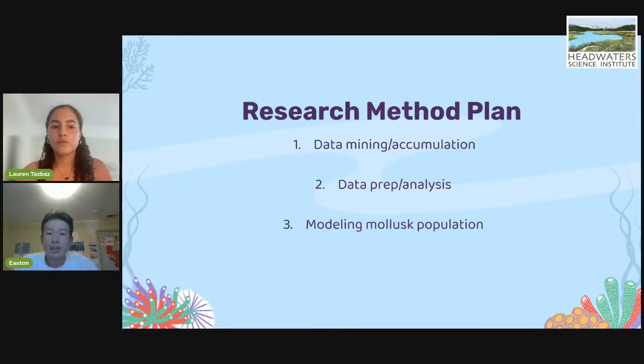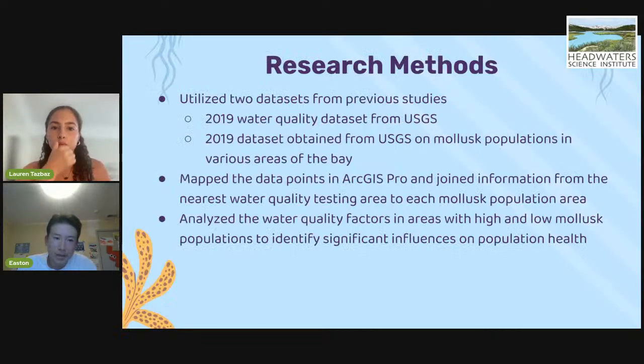Research method plan. The first step in our plan was to acquire data. The second step was to prepare and analyze the data, and then the third step was to model the data. To acquire the data, we first utilized two data sets from previous studies. One was a 2019 water quality data set from the USGS. The other was also from 2019, a data set obtained from USGS on mollusk populations in various areas of the bay. Then, to prepare and analyze the data, we mapped the data points in ArcGIS Pro and joined information from the nearest water quality testing area to each mollusk population area. We then analyzed the water quality factors in areas with high and low mollusk populations to identify significant influences on population health.